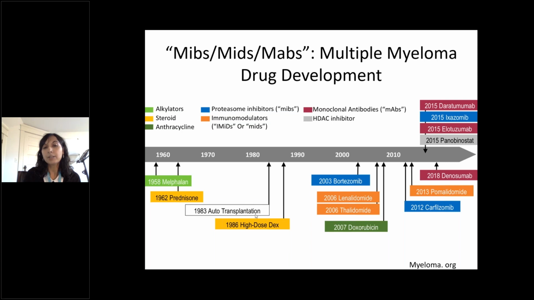Transplant is actually a relatively old technique, but it's still a very crucial part of our treatment for most patients, or some patients. I should talk about which patients we recommend for transplant, and I'll get to that shortly. And then these novel agents came about in the early 2000s, and then the antibodies, which came out in the last 4 or 5 years.